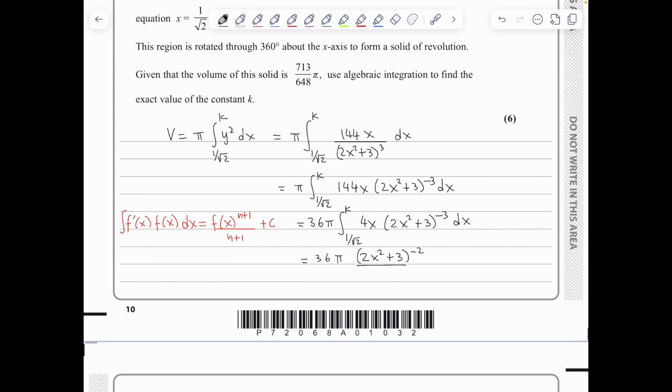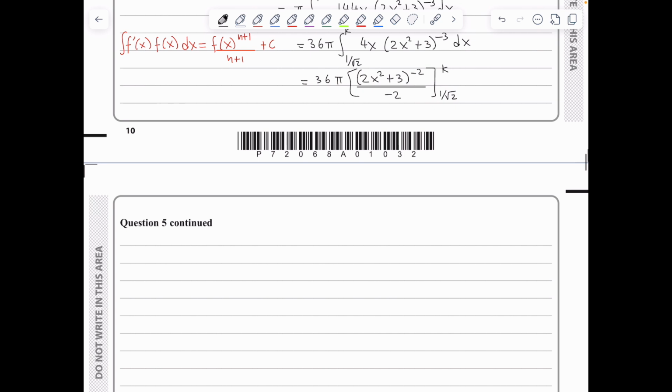I'm increasing the power by 1, dividing by the new power, from 1 over root 2 up to k, and I will then proceed by substituting the limits. Before I do that, I will do some simplifications. I'm looking at 36 pi over negative 2 times (2x squared plus 3) to the power of 2, with the limits being 1 over root 2 and k. Now obviously the 36 with the 2 simplified to leave me an 18 in the numerator.